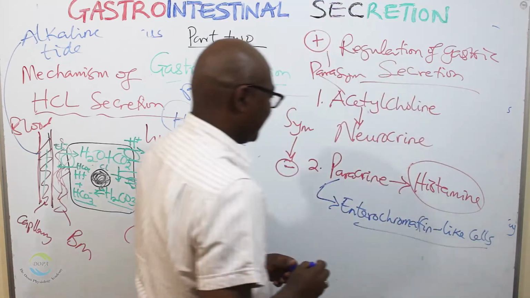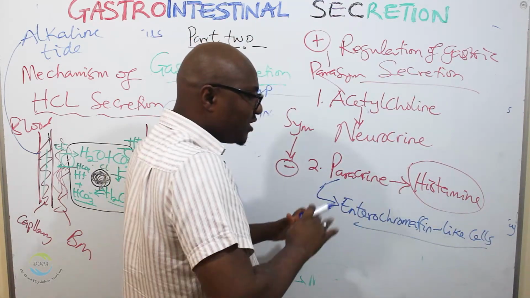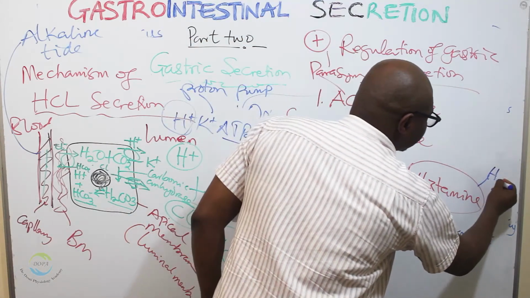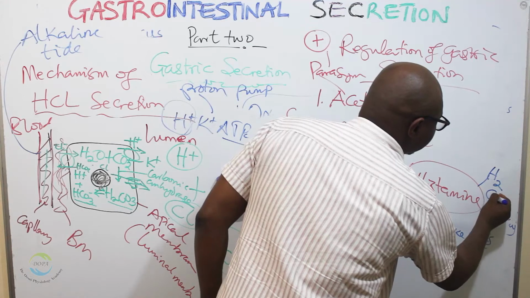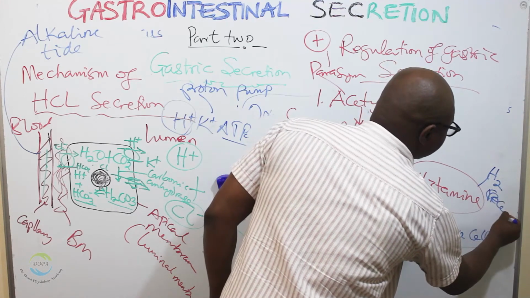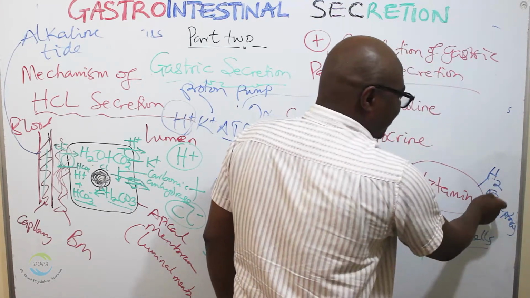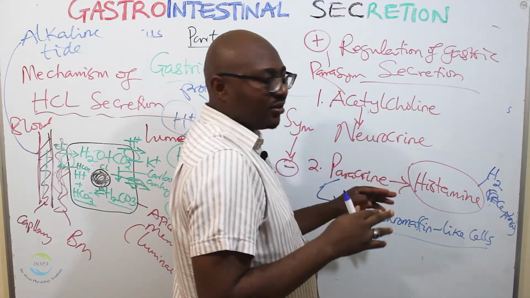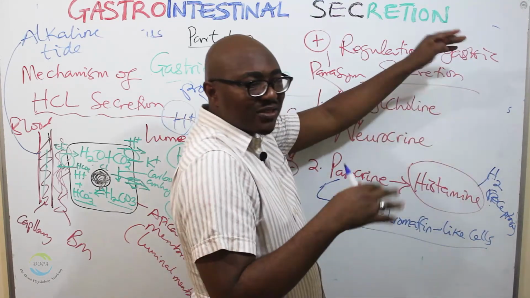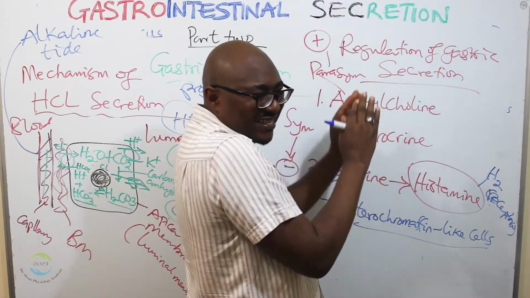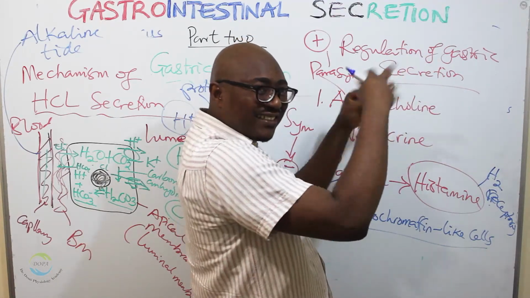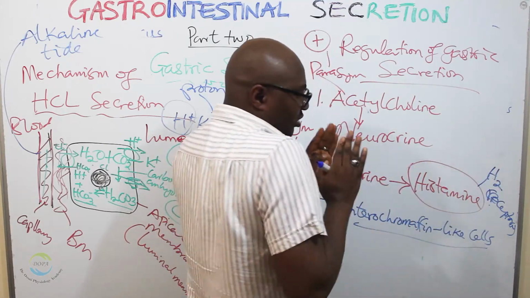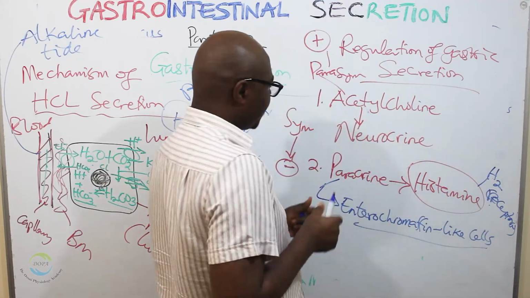They use the H2 receptor. That's the histamine receptor. Okay? It helps promote acid secretion. You know, the H1 receptor is the one that has to do with allergic reaction, so don't mistake it. This histamine, H2, its function is to promote acid secretion.